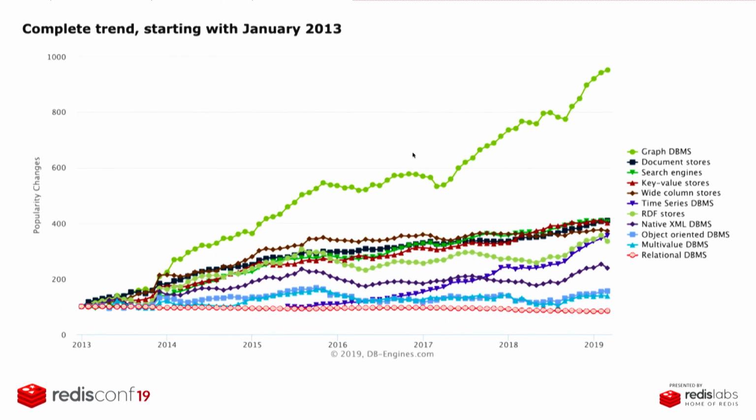Let's start off with this chart. This chart is created by DB Engines. DB Engines is tracking the popularity changes across different database models. So we can see here, they're measuring it since January 2013. We can see clearly that graph database management systems are on the rise, right? We can also notice from this chart that relational databases are steadily decreasing in their popularity, steady but slowly.